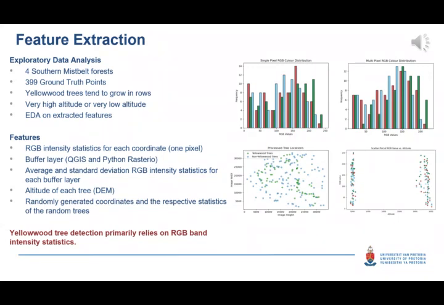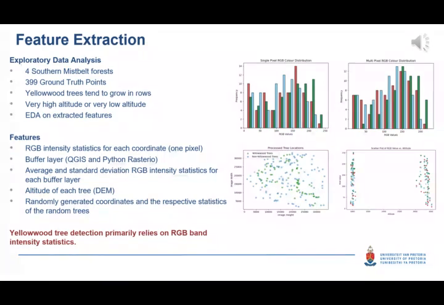Before testing the hypothesis, we conducted a thorough inspection of the data available to us. We have data for 4 Southern Mistbelt forests located in the Eastern Cape. Between these 4 locations, we have 399 ground truth points. During the EDA, we discovered that yellowwood trees have very little distinguishable features. However, 2 features really stood out.